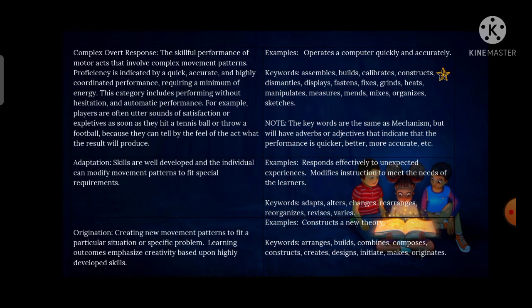And the next one is the complex overt response. This is the skillful performance of motor acts that involves complex movement patterns. And proficiency here is indicated by a quick, accurate, and highly coordinated performance requiring a minimum of energy. This category also includes performing without hesitation and automatic performance. Like for example, players often utter sounds of satisfaction or expletives as soon as they hit a tennis ball or throw a football because they can tell by the feel of the act what the result will produce.